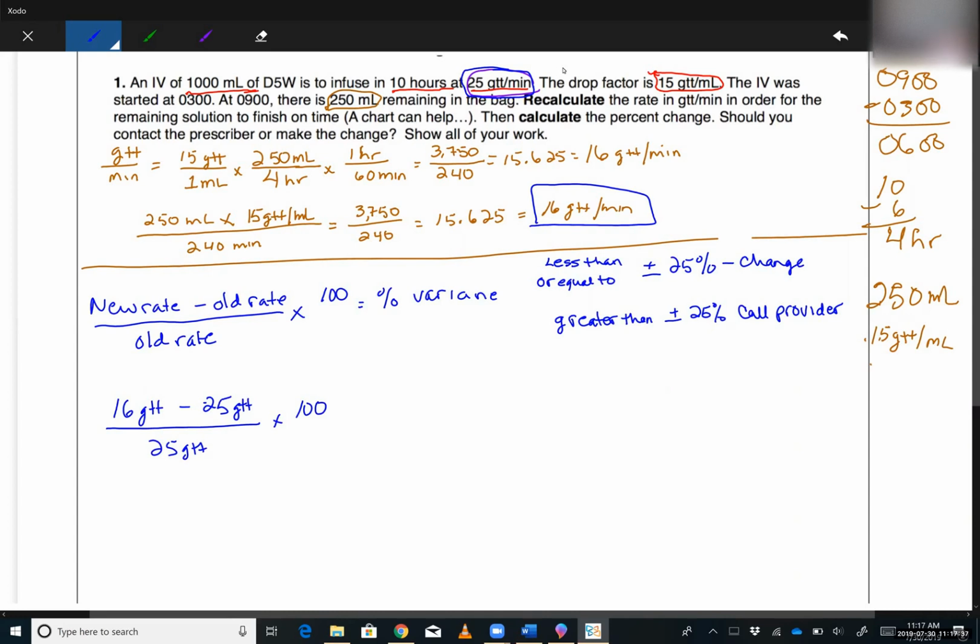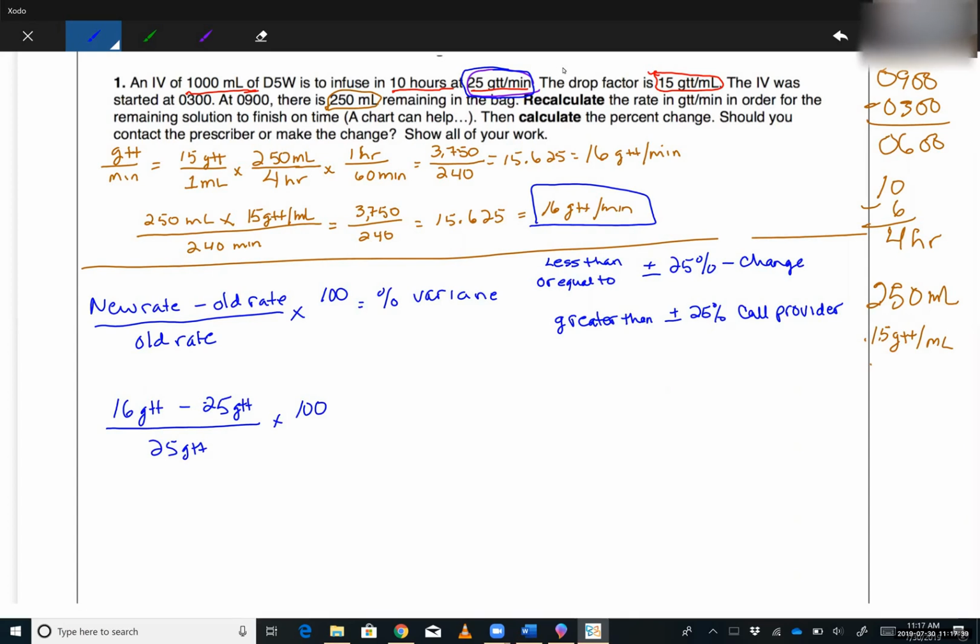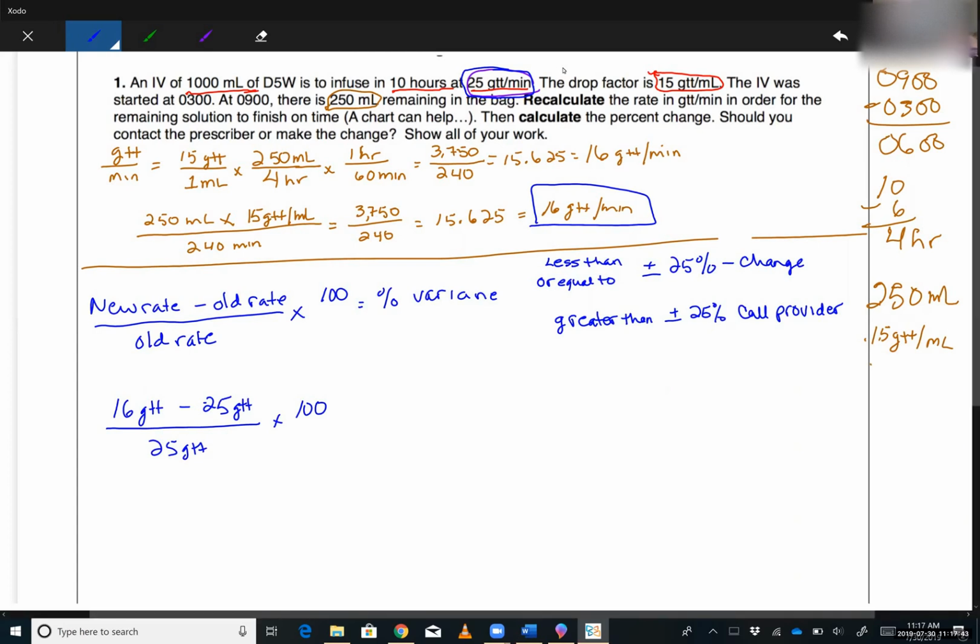16 minus 25 is negative 0.9. Divide that by the 25, and we get negative 0.36. Multiply that by 100, gives us negative 36%.